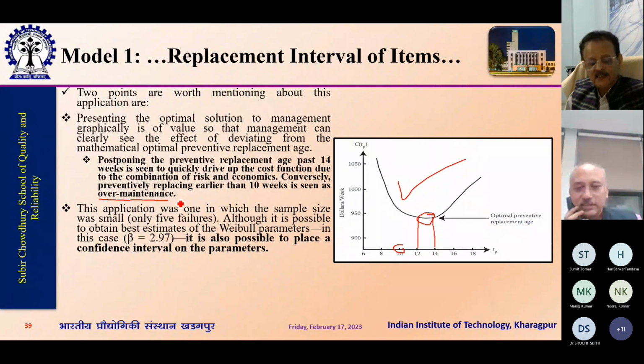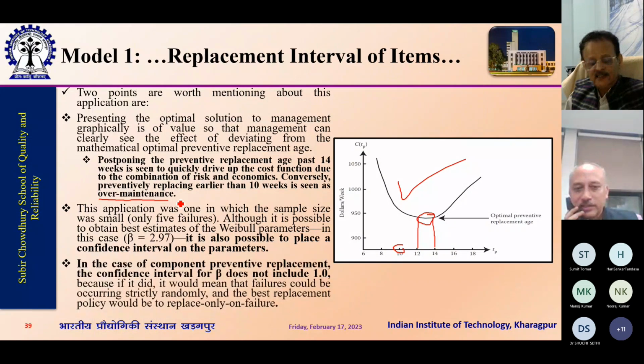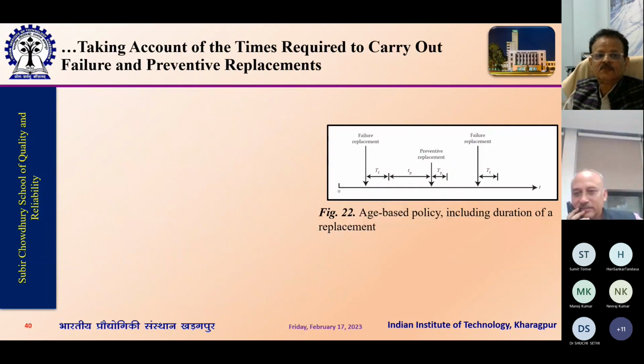And in that case, one has to ascertain that the beta value is turning out to 2.97. If we are trying to find out the confidence interval of this beta value, it should not contain the beta value of 1. Otherwise there is a possibility that random failures are occurring. There could be other reasons, not because of the item, so one has to investigate that also.